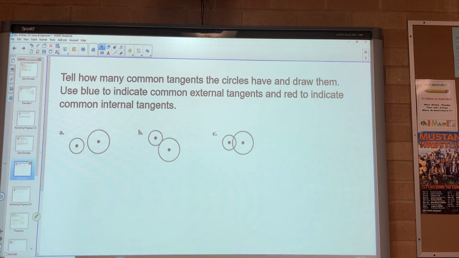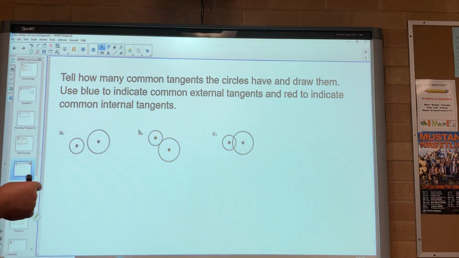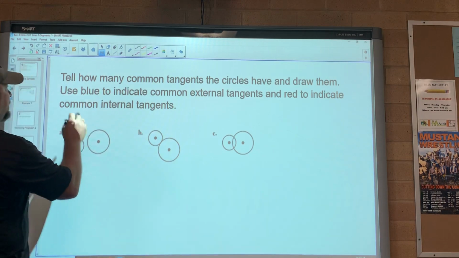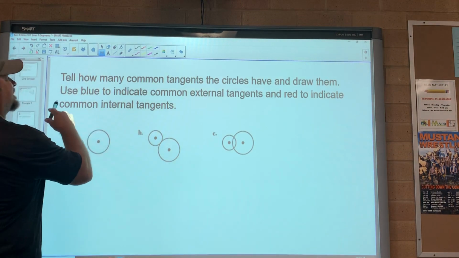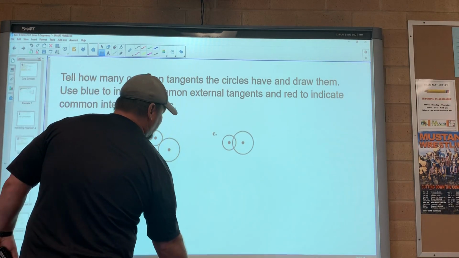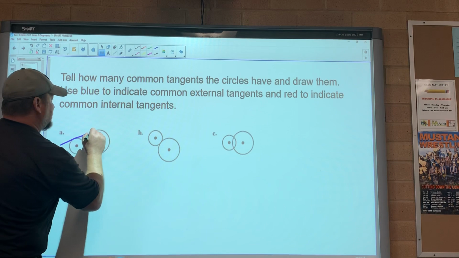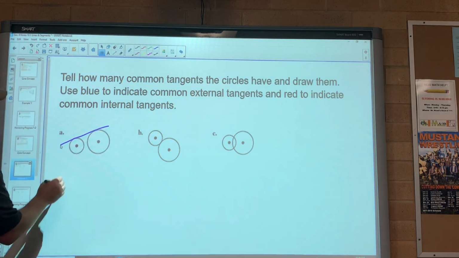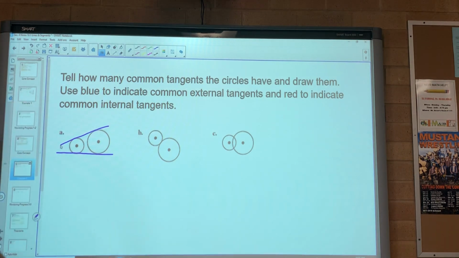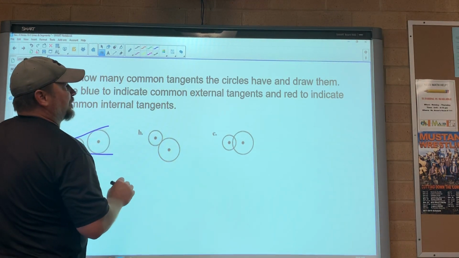All right, it says, tell how many common tangents the circles have and draw them. All right, well, let's start drawing them. It says use blue to indicate the common external tangents. So I'll do blue for the outside ones. So here's a tangent that's external. Tangent that's external. Okay? I'll do all the external ones first.